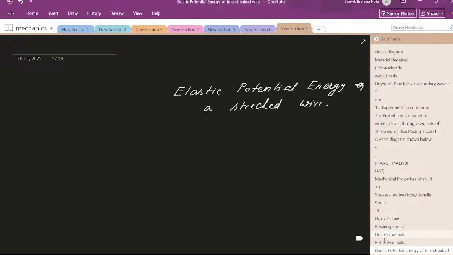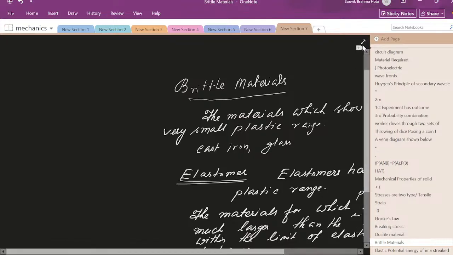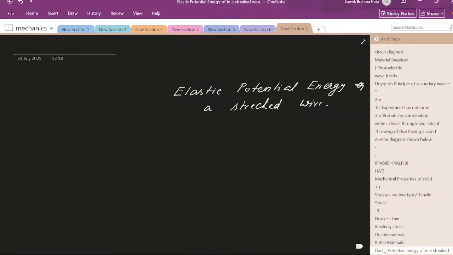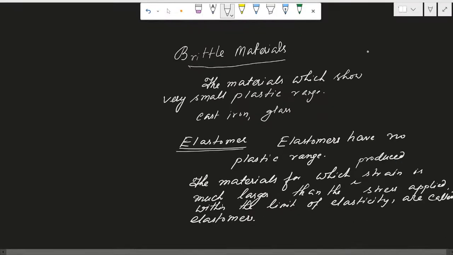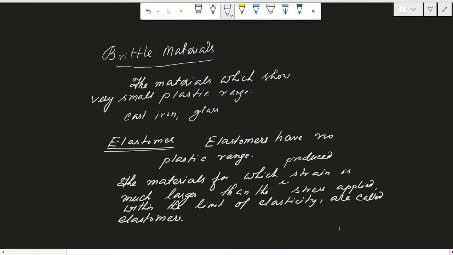Acha, Bunny is asking for this, or which one? This one. Bunny, are you asking for this brittle material? This slide only. This one you are asking for.